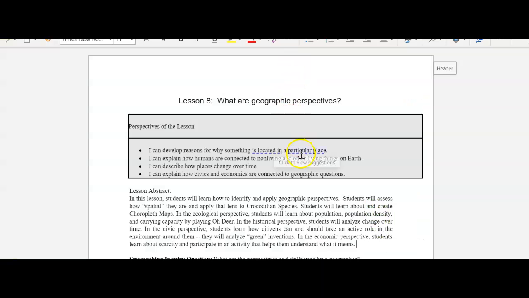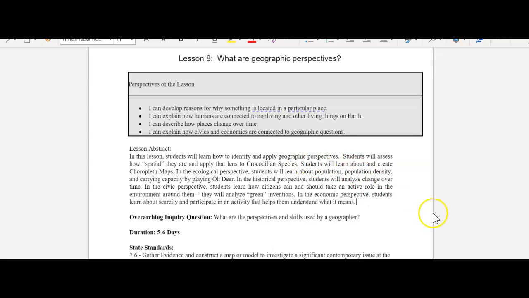We're going to take a look at the unit guide. Our lesson abstract for this: students are going to learn how to identify and apply geographic perspectives. They're going to assess how spatial they are and apply that to a crocodilian species map. They're going to learn how to create choropleth maps. In the ecological perspective, they're going to learn about population, population density, carrying capacity, by playing the game Oh Dear.